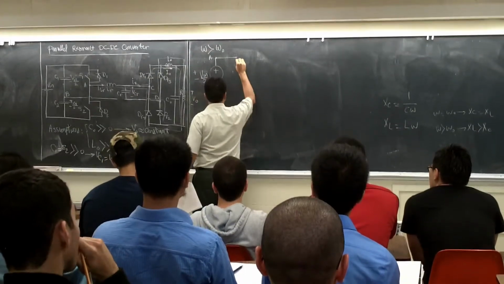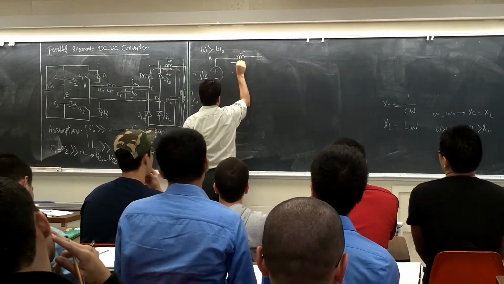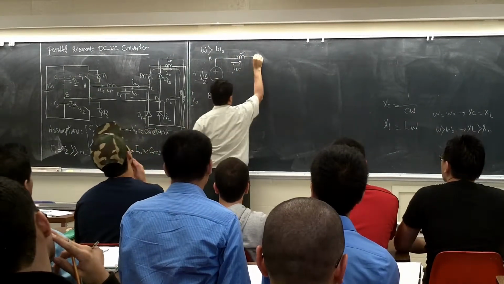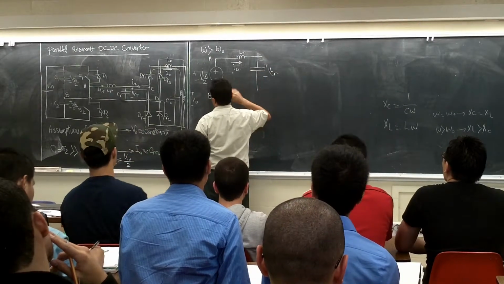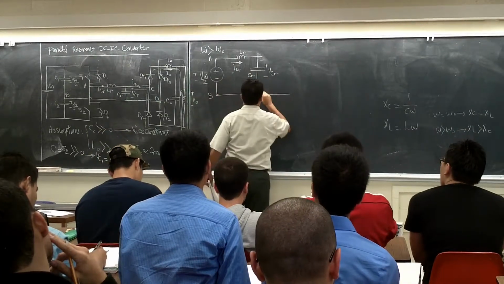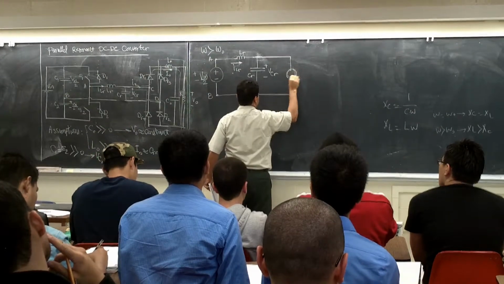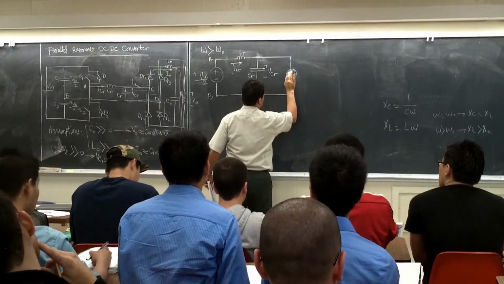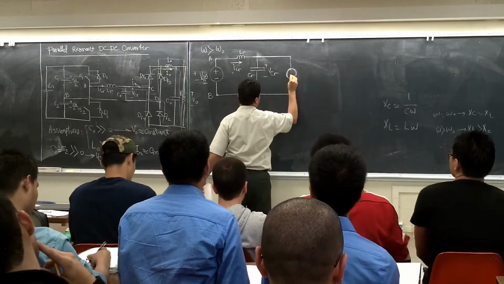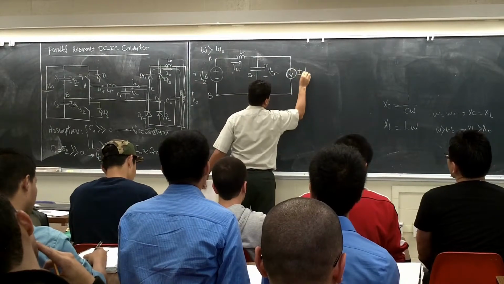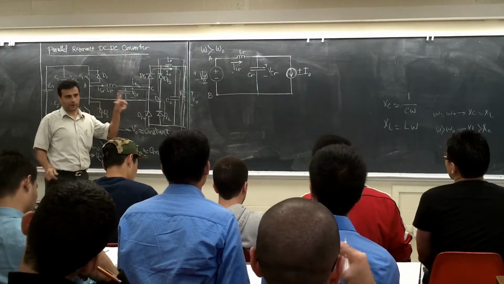Now, we're going to have an LR, ILR, VCR, CR. If you look at here, it's going to be like this, plus minus I0.